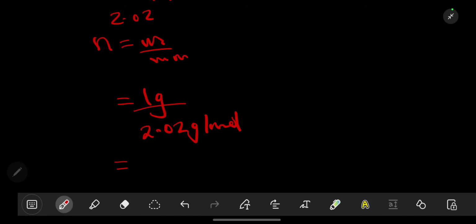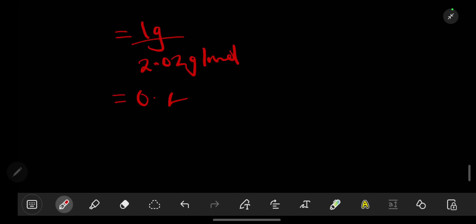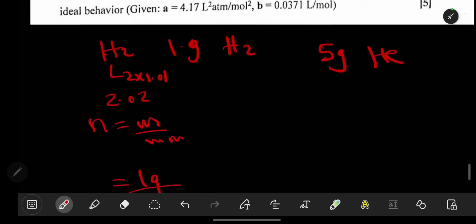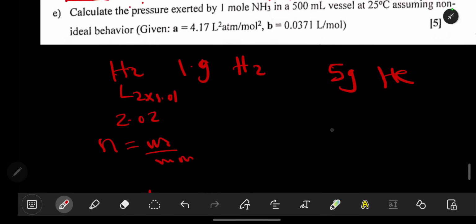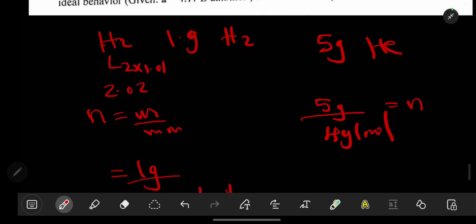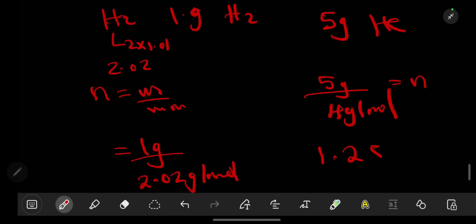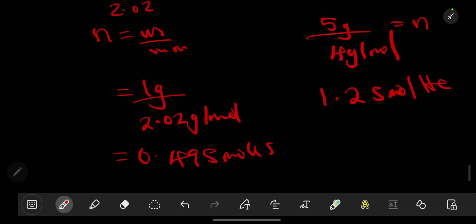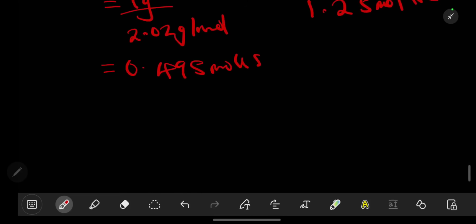This is going to give us 0.495 moles. Then we find the number of moles for helium. It's 5 grams divided by 4 grams per mole. So the number of moles in this case will be equal to 1.25 moles of helium.